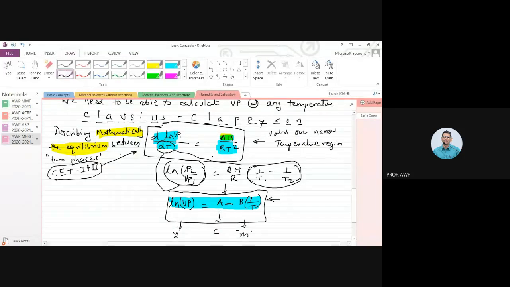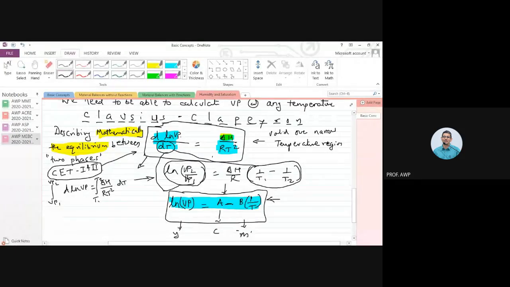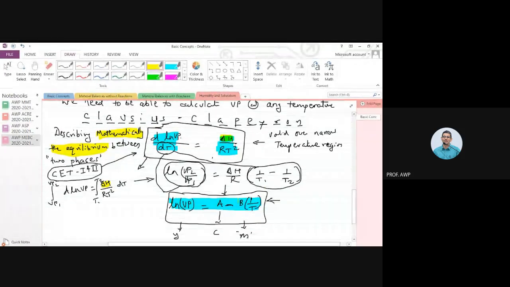If you are with me, we have gone like this: d ln Vp is equal to delta H by RT square dT. And we have integrated this between T1 and T2 and Vp1 and Vp2. That integration has been possible only because we have taken delta H outside the integral. We have assumed delta H is constant, but that's not quite correct. And therefore, the Clausius-Clapeyron equation with delta H as a constant is valid only over a narrow range of temperatures.